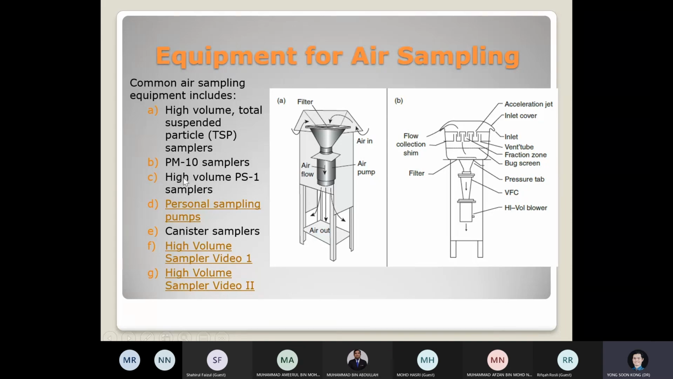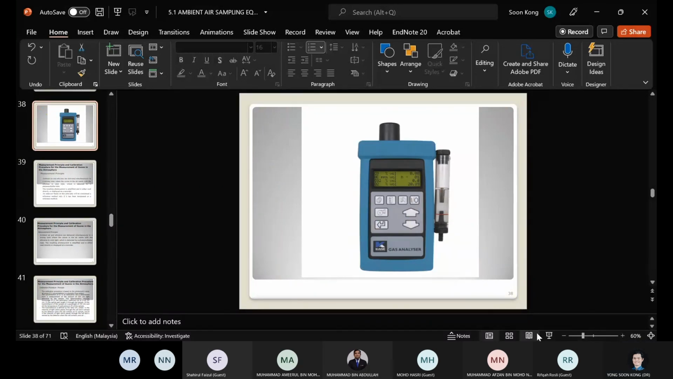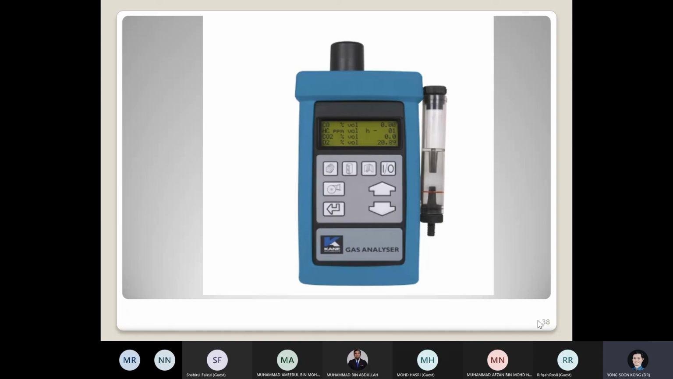The high volume PM1 sampler also looks very much the same as the other high volume samplers. The PM10 sampler is the same. So you can say A, B, C, F, and G are the same thing. What is not the same is this one, the personal sampling pump. If you still remember just now, this pump. This one is the personal sampling pump. It is worn at the waist level, and it is connected through a tube to a device attached to a person's neck.